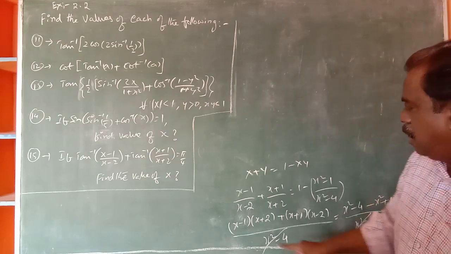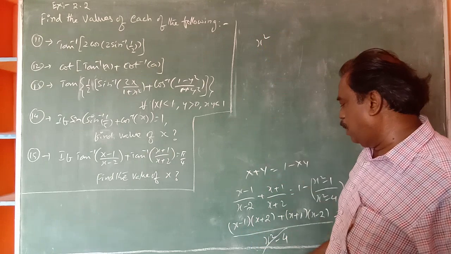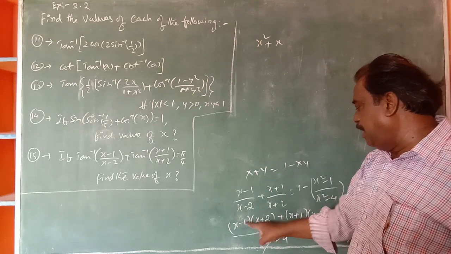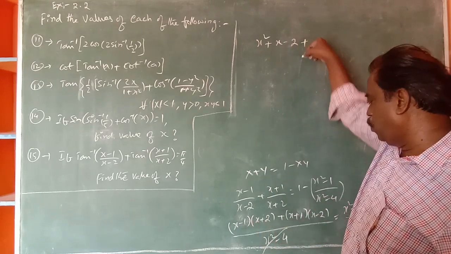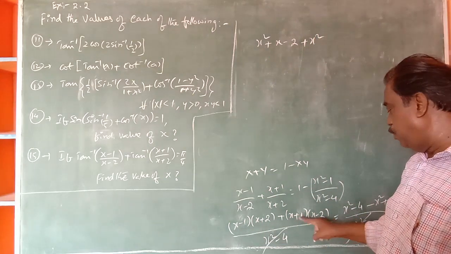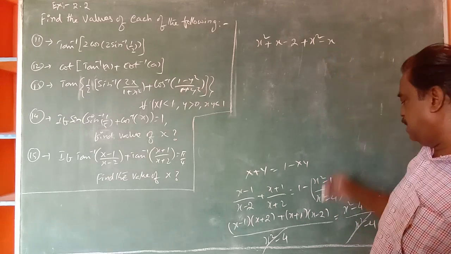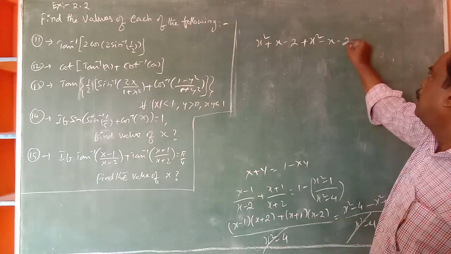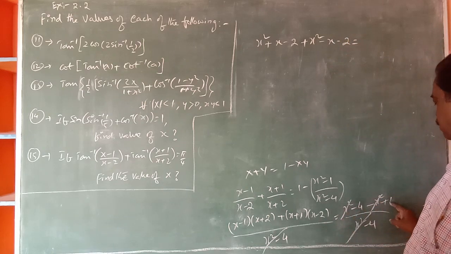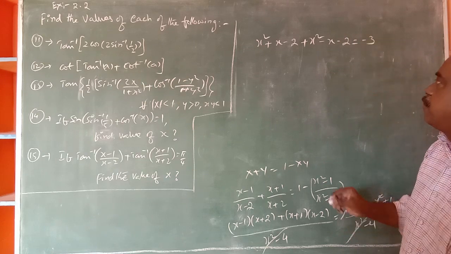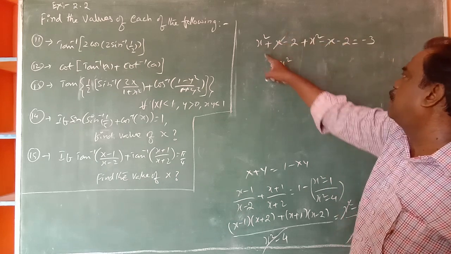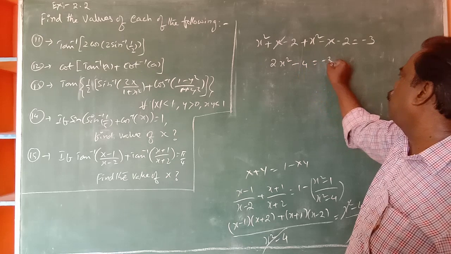Now x into x, x square. X into 2, 2x, minus x, this is plus x. Minus 1 into 2 is minus 2. Plus x into x is x square. X into minus 2, minus 2x plus 1x, this is minus x. Plus 1 into minus 2 is minus 2, equal to, x square cancels, we get minus 4 plus 1 is minus 3. Now this is 2x square, the x terms cancel, x square plus x square is 2x square, minus 4 is equal to minus 3.